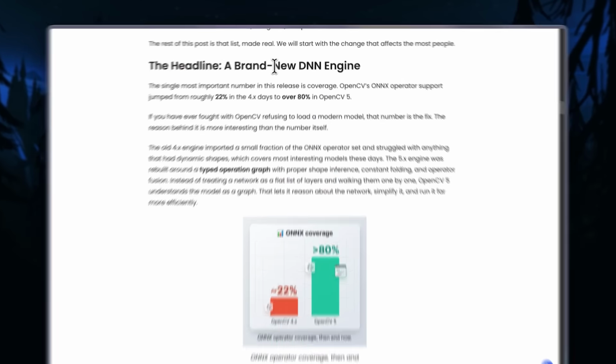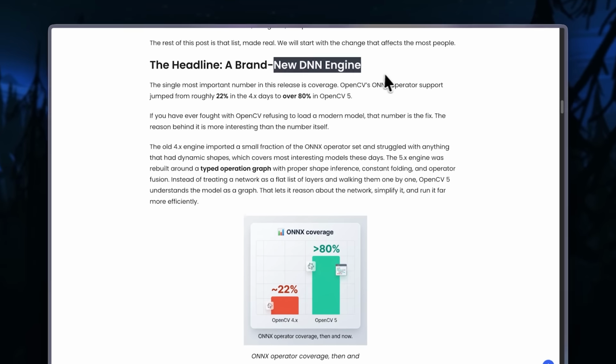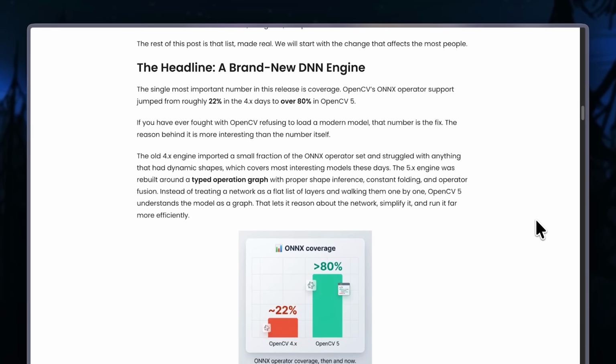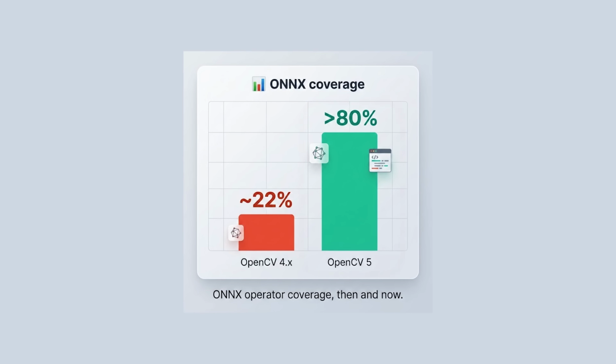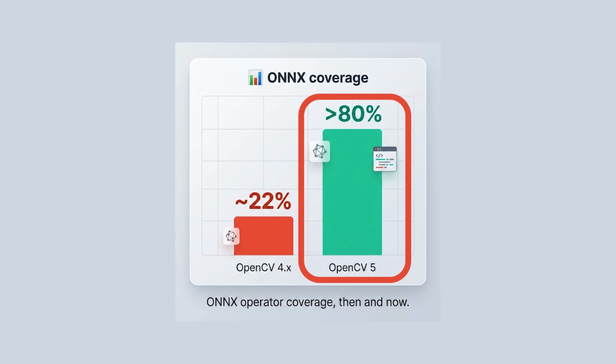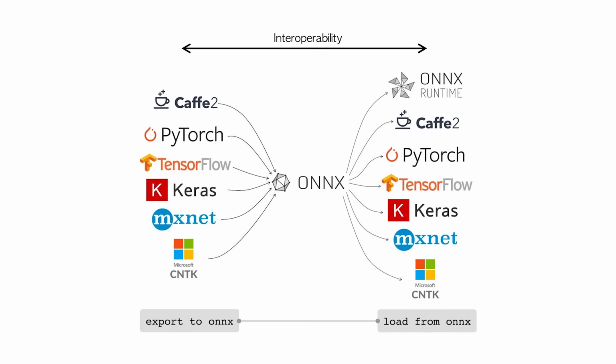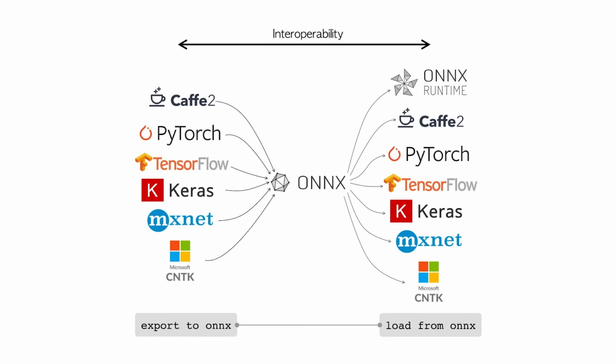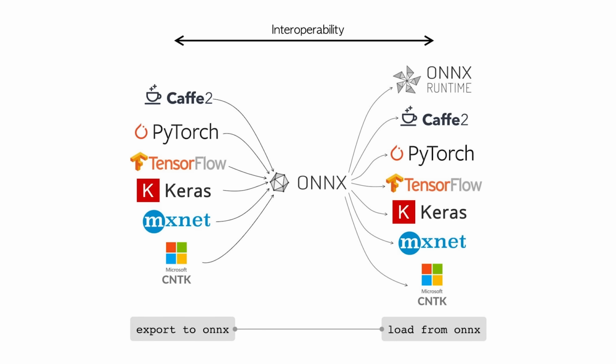And the headline feature of this new version is a complete rewrite of the DNN module, and that's the part of OpenCV that runs neural networks. So here's the most important number to pay attention to. In OpenCV 4, the DNN engine supported only about 22% of ONNX operators. ONNX is the standard format you export a model to when you want to run it somewhere other than the framework you trained it on.